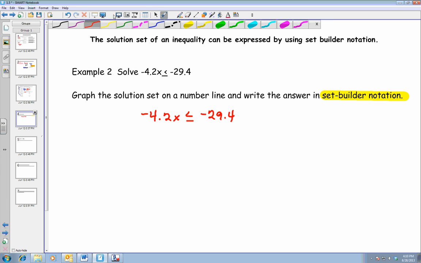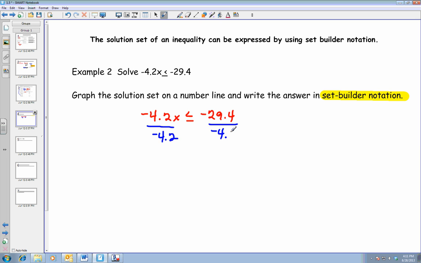So I'm solving for x. Again, this is a pretty basic problem. I need to get x by itself, so that means I'm going to divide by a negative 4.2 on both sides. When I divide by a negative 4.2, this is that special case where I need to switch around my inequality sign because I divided by a negative. So I'm going to switch this around. Now it's greater than or equal to negative 29.4 divided by 4.2. Negative 29.4 divided by 4.2 is going to be a positive 7.